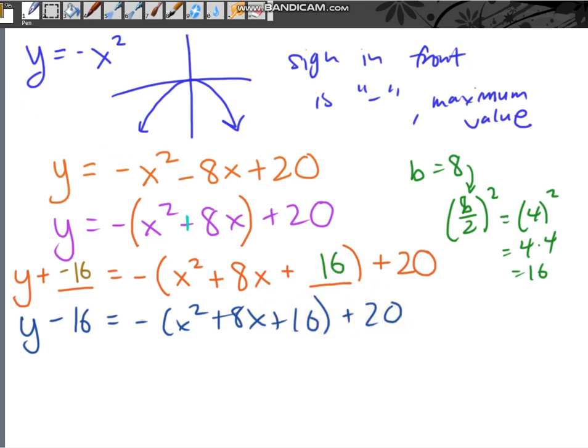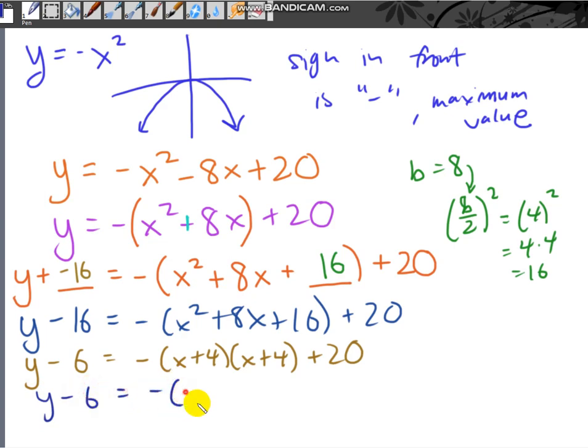Next we want to clean this up by factoring. When you factor this, it becomes x plus 4 times x plus 4 plus 20. You're finding two numbers that multiply to 16 and add up to 8, which is also explained in another video if you need to look back at it. Then we can take these factors and write y minus 16 equals negative x plus 4 squared plus 20.